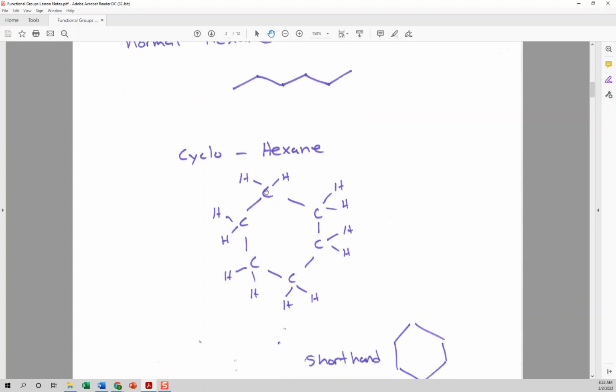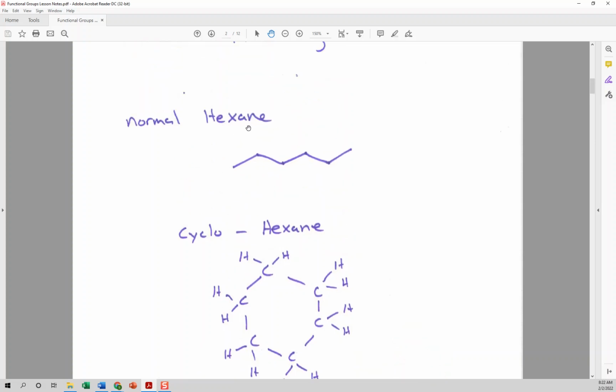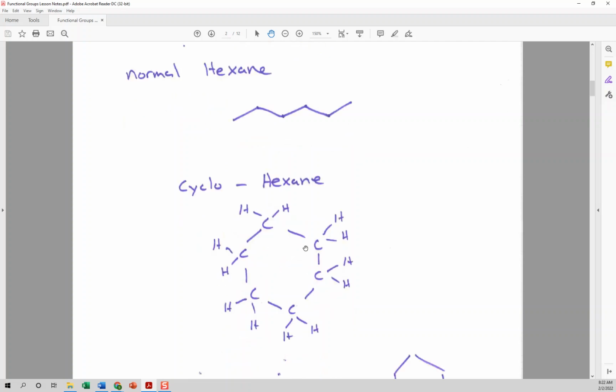And each of the carbons would end up with 2 hydrogens on them to satisfy the octet. So cyclohexane ends up with 2 less hydrogens than regular hexane because all the carbons are bonded to each other instead of the end carbons on normal hexane needing 3 hydrogens. In cyclohexane, you're only going to need 2 hydrogens on each carbon, okay?